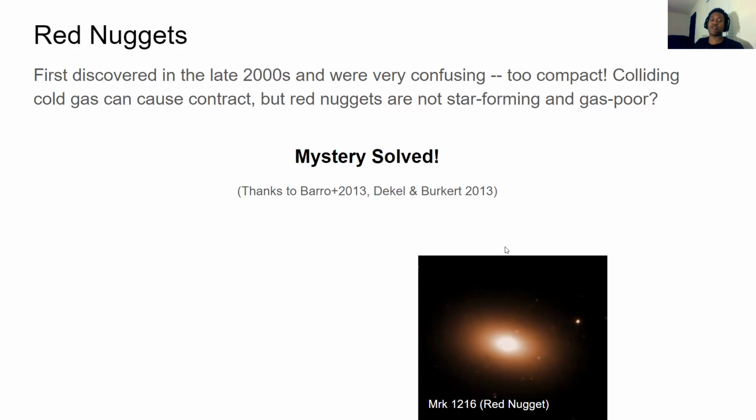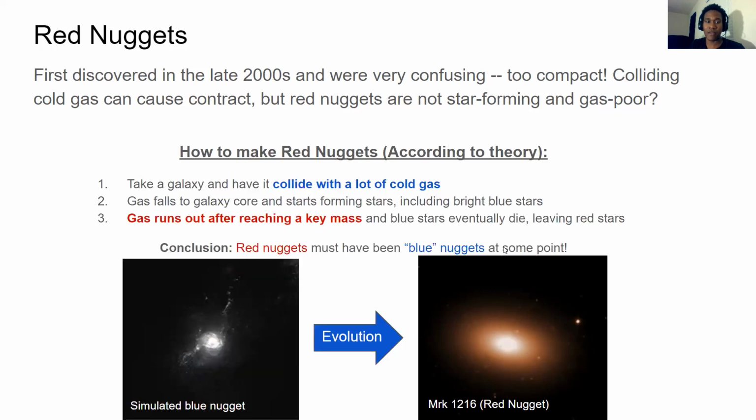So it wasn't until around 2013 that we finally got an idea of how these galaxies came about. The process is that we first take a galaxy and have it collide with a lot of gas. The gas then falls to the galaxy's core and starts forming stars, including bright blue stars. And eventually, after reaching a key mass, the gas will run out and the blue stars will die, leaving just the red stars. So the conclusion is that red nuggets must have been blue nuggets at some point in time.